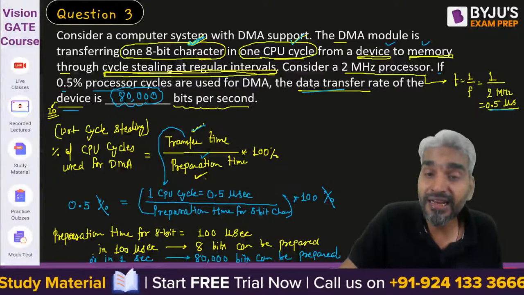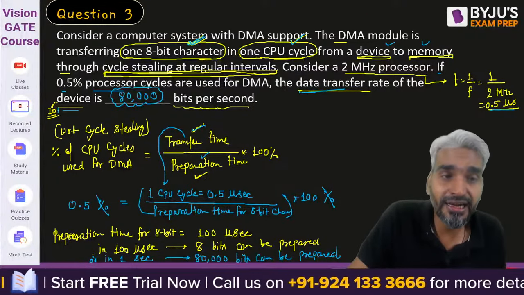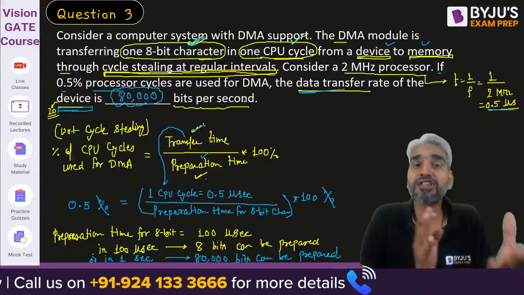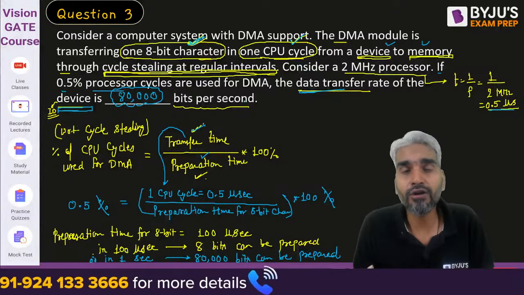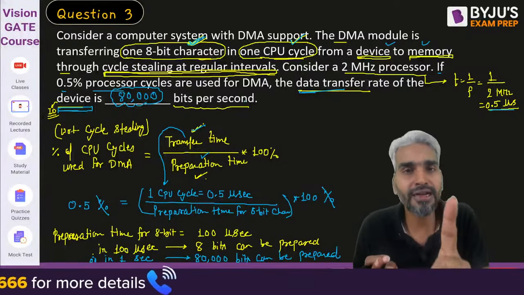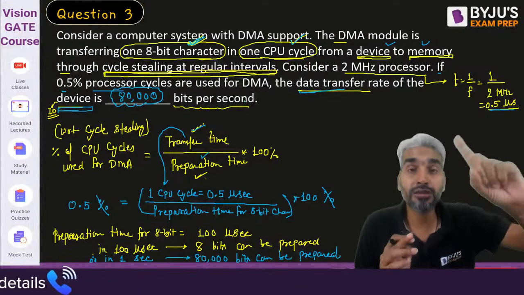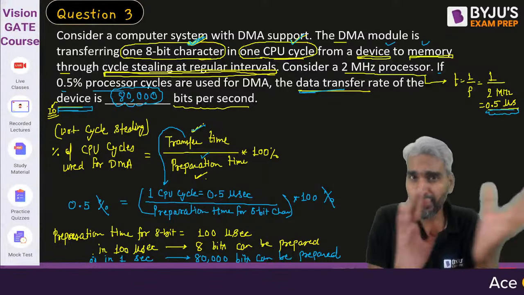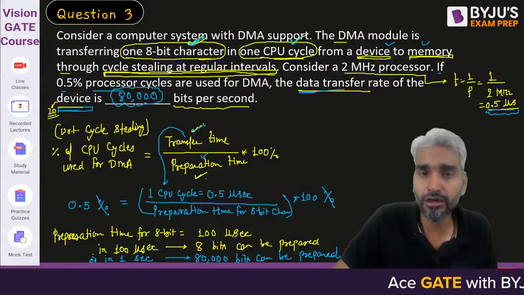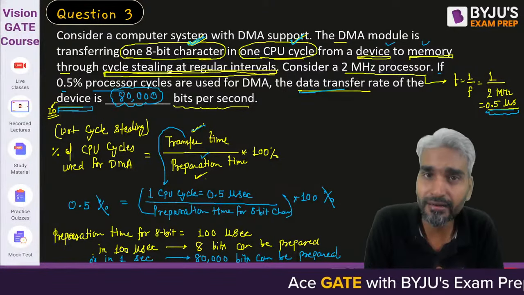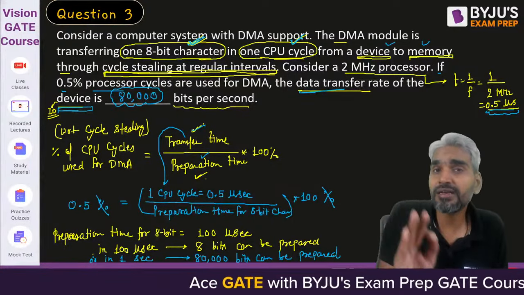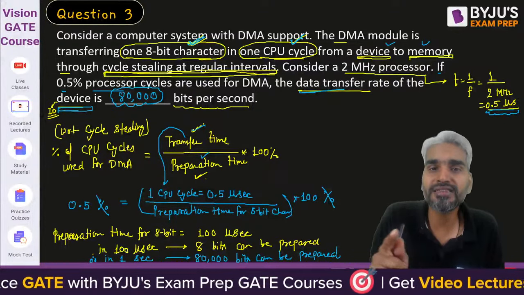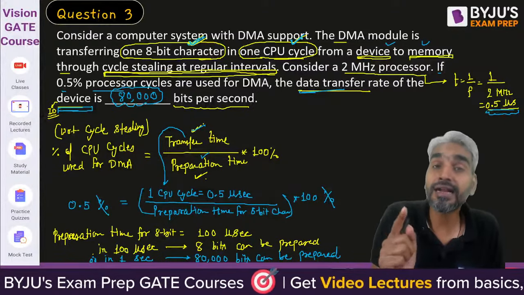But this data transfer rate of the device is with respect to the data preparation time, that is, the data transfer rate of the IO device. So data preparation time always depends on the data transfer rate of the device. Data transfer time depends on the memory latency. So this 0.5 microsecond is with respect to memory latency. That memory operation is taking 1 clock cycle to get one 8-bit character. Clear? So using DMA, transfer time will depend on the memory latency and the preparation time will depend on the data transfer rate of the device.